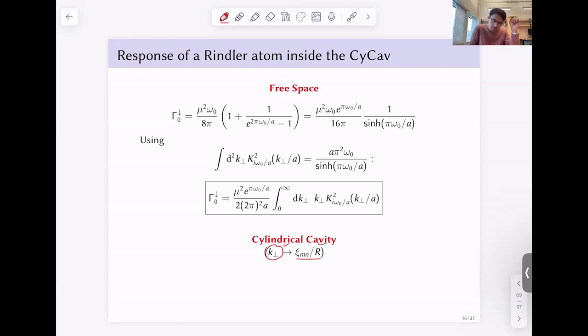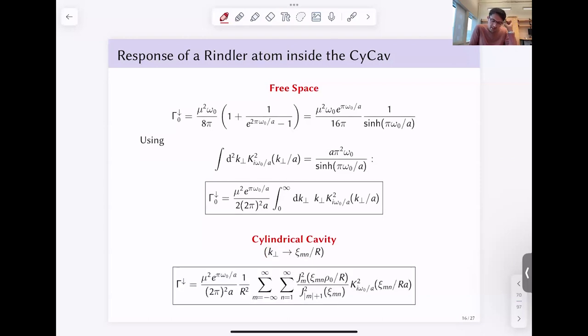And then I hope it is not hard to accept this as the expression for the response of a Rindler atom inside a cylindrical cavity. Basically, you see that the continuous modes have been replaced by discrete sums over discrete transverse modes in these expressions. The additional appearance of Bessel J functions is due to the fact that this expression is in cylindrical coordinates, which are dictated by the cylindrical symmetry of the problem. In addition, you have the cavity radius entering here.